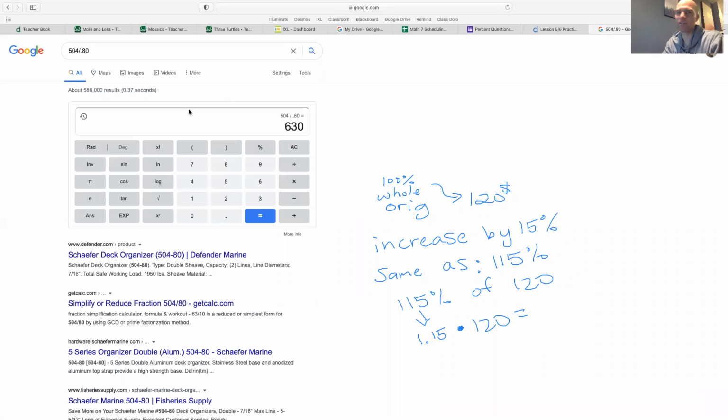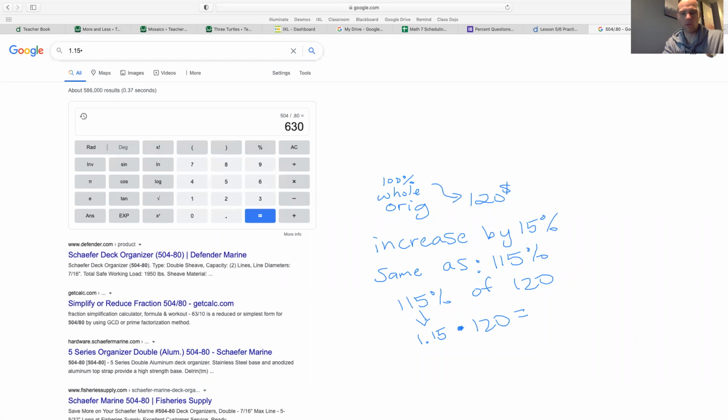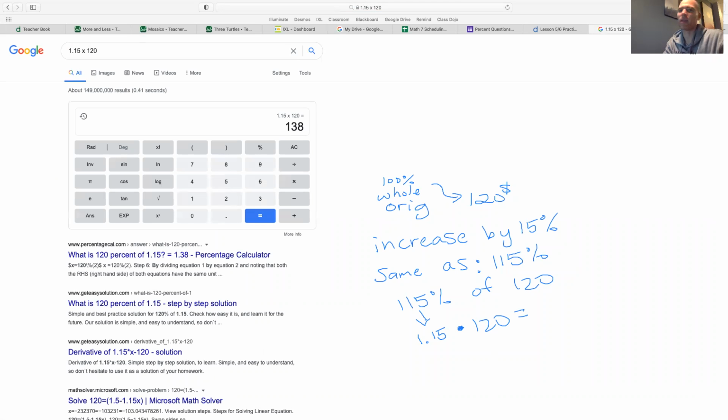So I'll just do that in Google over here. I still have the answer from the other assignment I just did a minute ago. So let's see here. 1.15 times 120, equals, will that work? I don't know if it's going to represent. No, it didn't recognize that dot that I put as a multiplication. Okay, so what if I just use the letter X? Will it do that? Yeah, there we go.